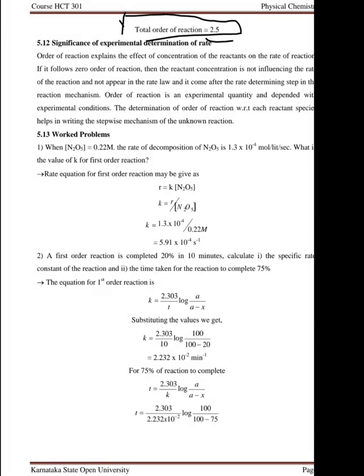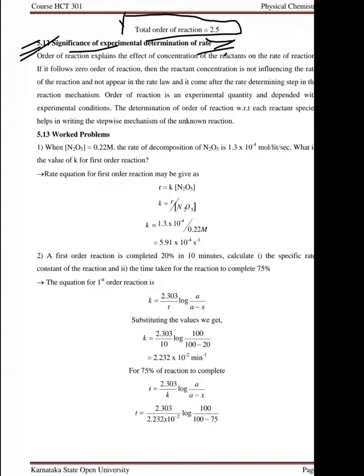And the next topic is the significance of experimental determination of the rate. What is the importance of determining the rate of the reaction experimentally? You have to write what the important points are. Order of reaction explains the effect of concentration of the reactant on the rate of reaction.